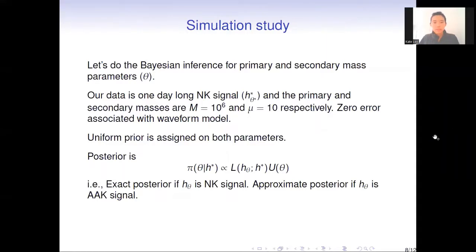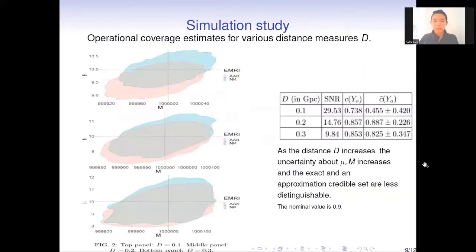So here's a simulation study. We'll do a Bayesian inference for primary and secondary mass. Our observed waveform is a 1 day long NK signal with a primary mass of a million and a secondary mass of 10. And we assume there is no noise in our waveform. And here's our posterior. The exact posterior will be computed using the likelihood with the NK signal. The approximate posterior is computed using the likelihood with the AIK signal.